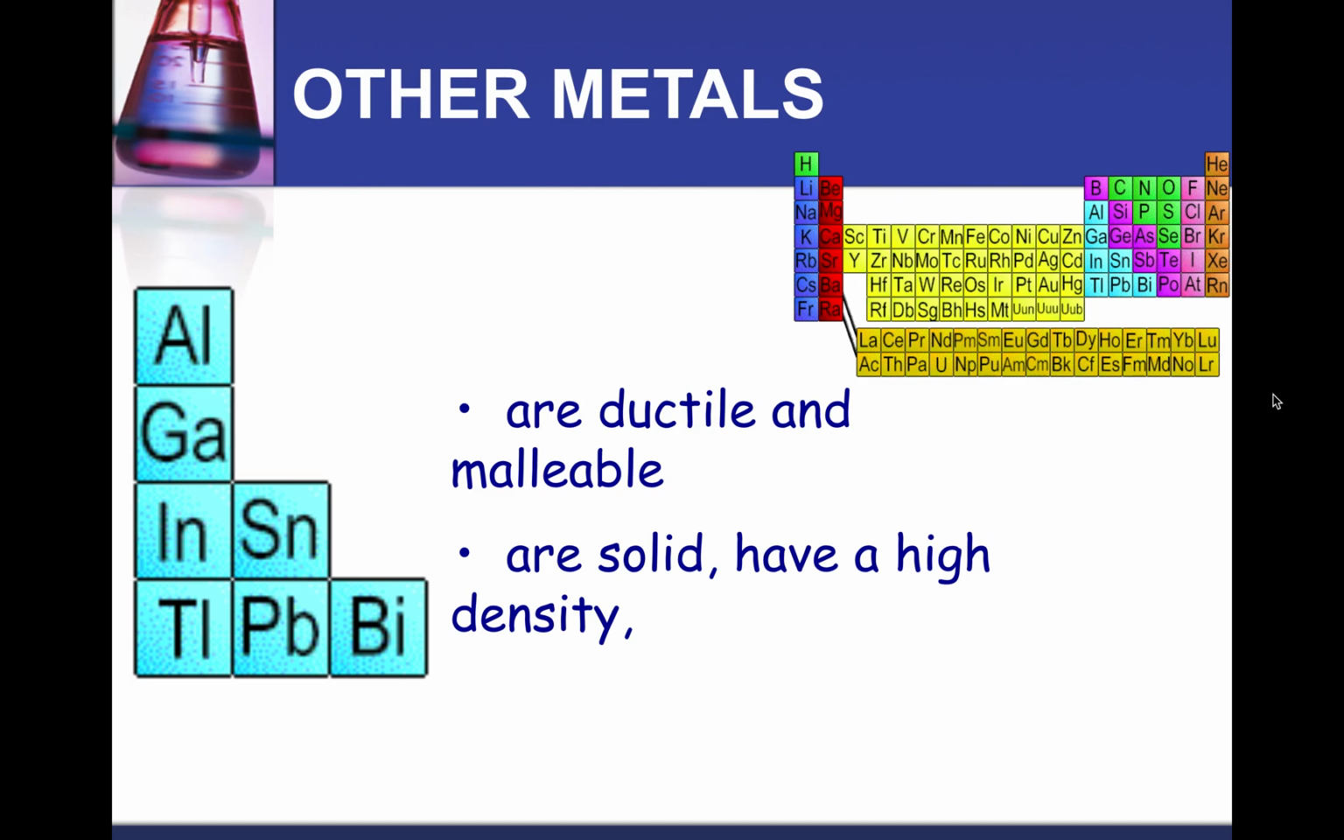Other metals. You look up here, this light blue section that forms like the steps, they call it, on the right side. These are also ductile and malleable, solid, and have high density as well. Not as reactive because we're talking about 3, 4, or 5 valence electrons, depending which of these groups we're at.